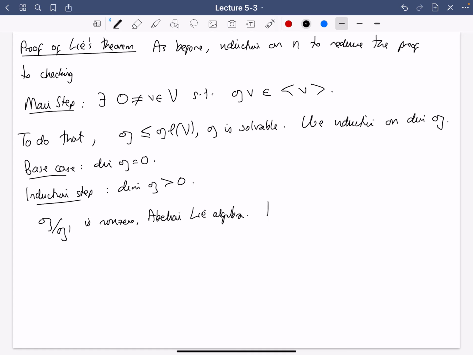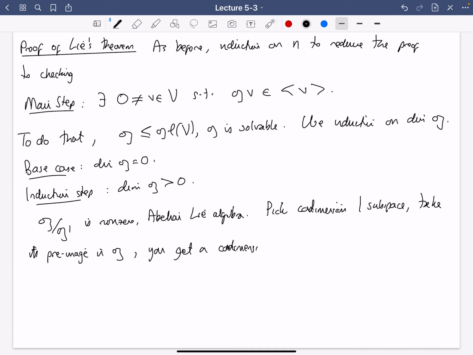So just pick a codimension 1 subspace and take its preimage in G. I'm just using the correspondence theorem, you get a codimension 1 ideal n of G. So that means that G is n together with the span of some other vector y.